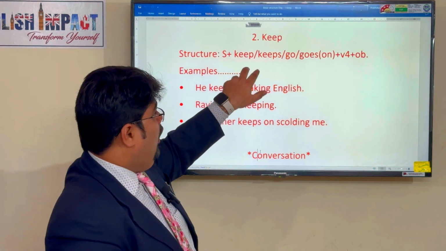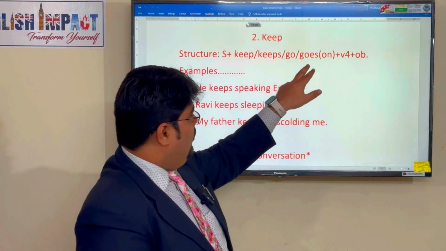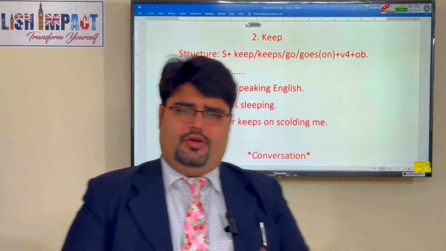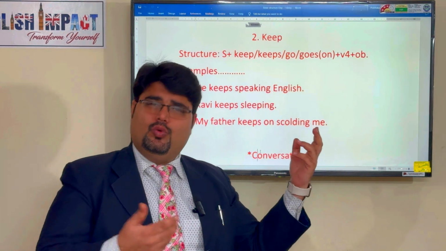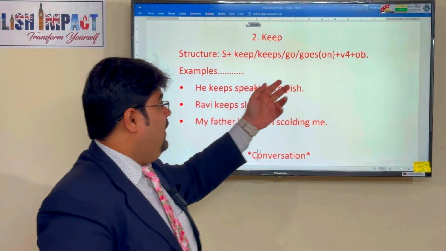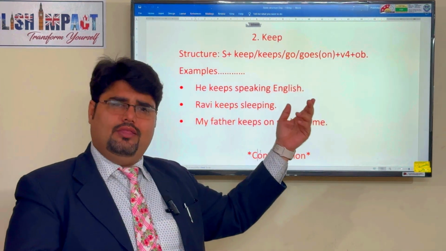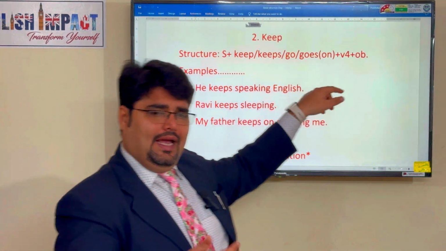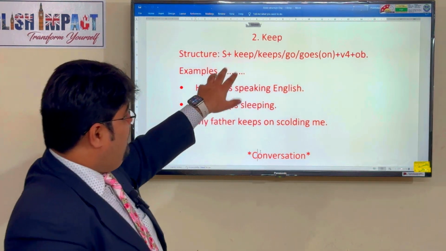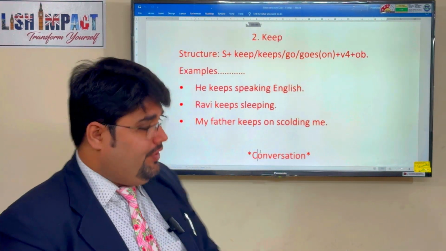And yes, here we have two options: keep and keeps, go, goes. You can use go and goes. Keep is quite common. I would say just use keep in your day-to-day conversation, because keep we generally use. But you can use go, goes as well. It's your choice. On is optional. If you want to use it, you can. If you want to eliminate it, you can. The meaning will remain the same. Verb in the ing form, object. He keeps speaking English. Now your turn. Can you just tell me, keeps, which tense we are using here? Simple present tense. Obviously, subject.